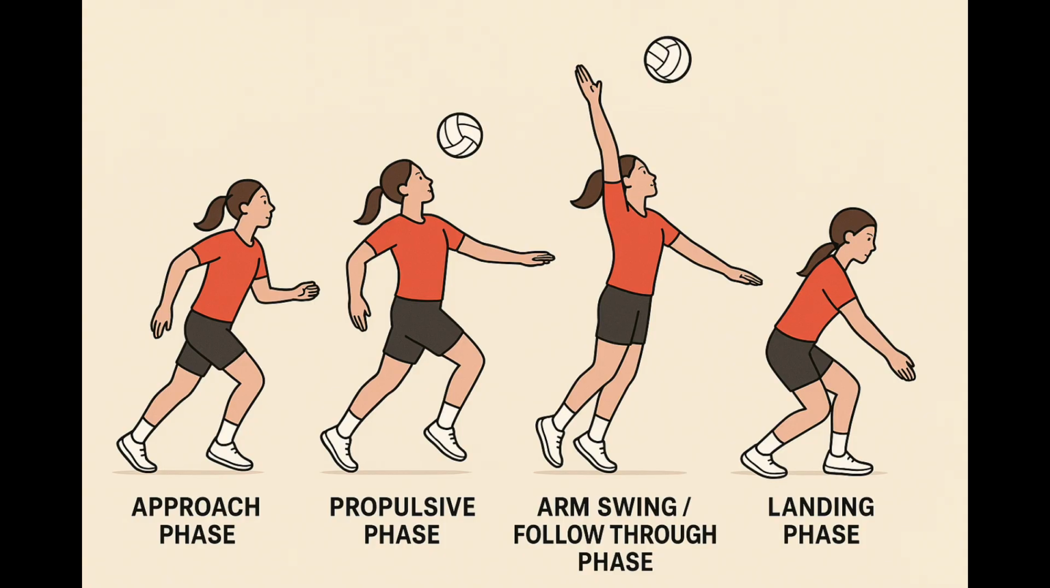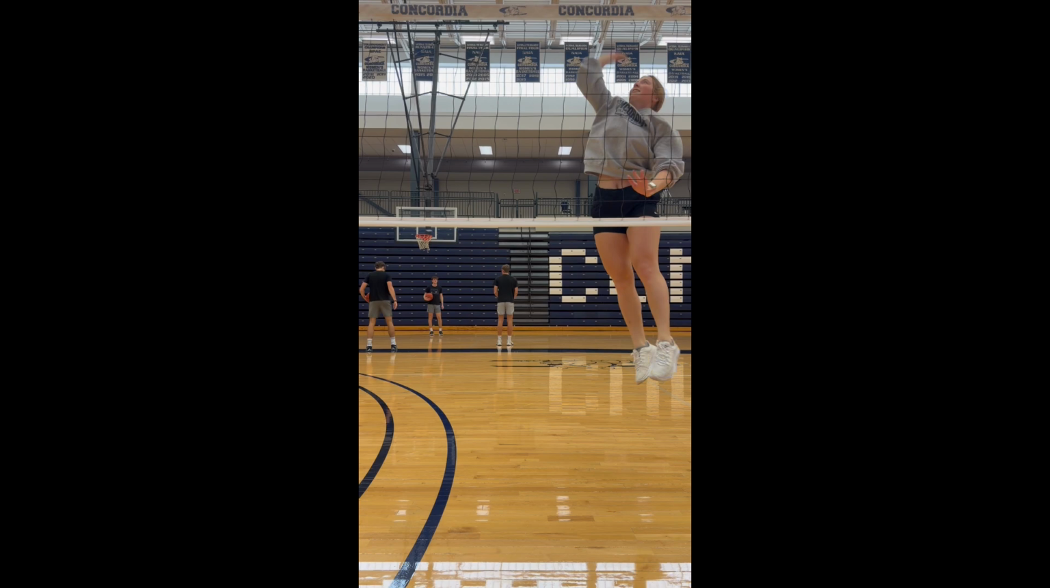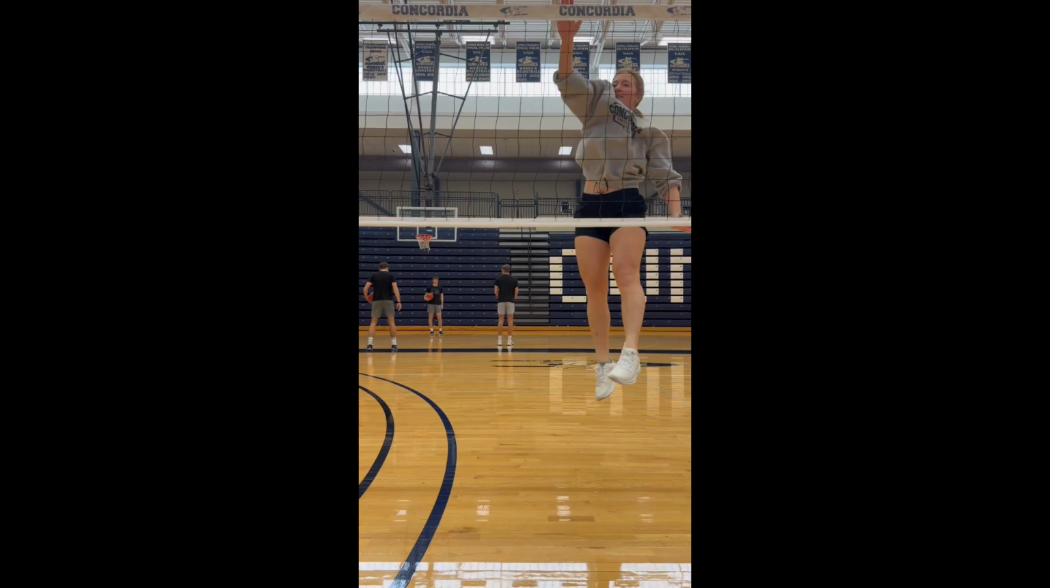Now we will look at the follow-through phase. Right before impact, the arm reaches its max external rotation. The shoulder sits at about 130 degrees of abduction, and the arm moves from a more open position toward horizontal adduction, so the hand is lined up for a clean hit.